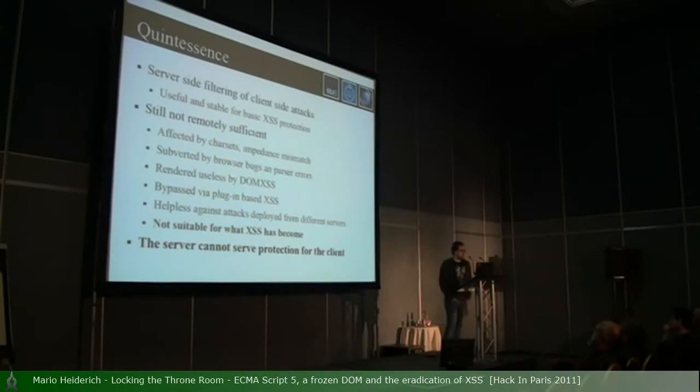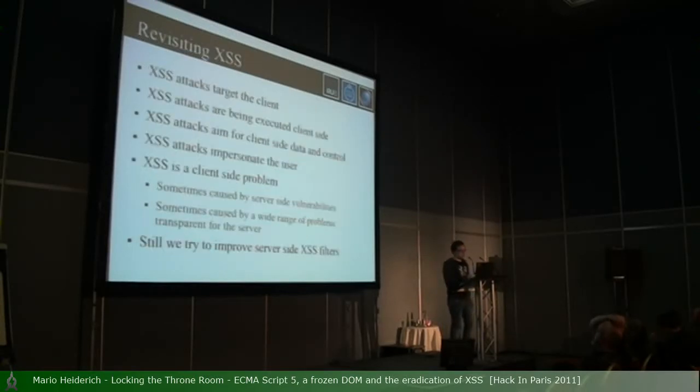Like I said, we have plugins, we have DOM.XSS, we have so many eccentric ways of executing JavaScript. We have seemingly harmless text unrolling JavaScript execution and so on. So I'm stating here right now the server cannot serve protection for the client at all. It's just not possible. I don't see any way of the server doing that. So what can we do?